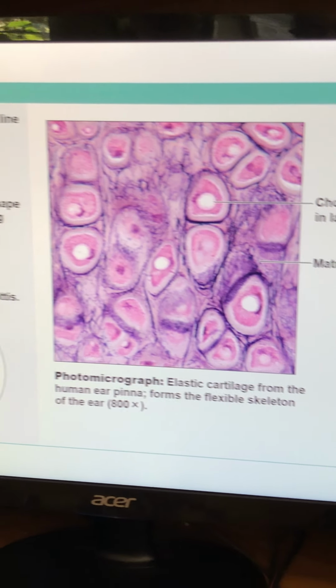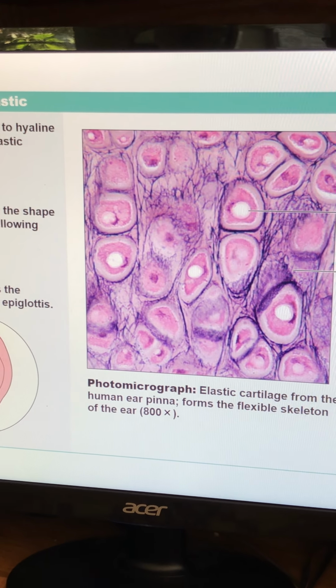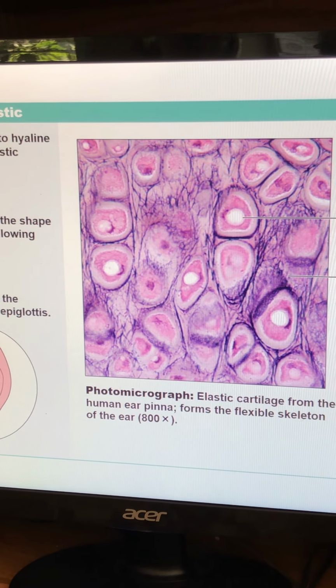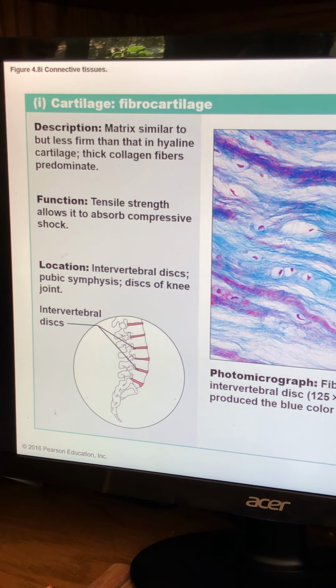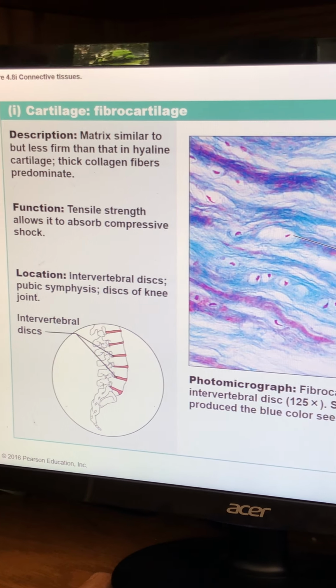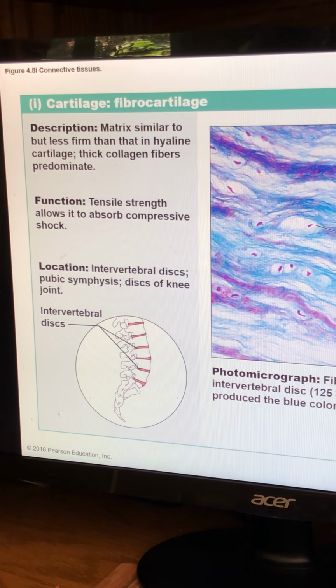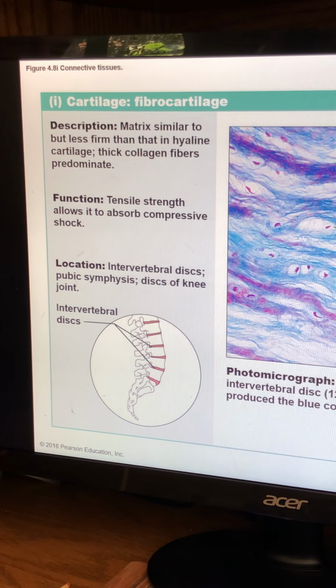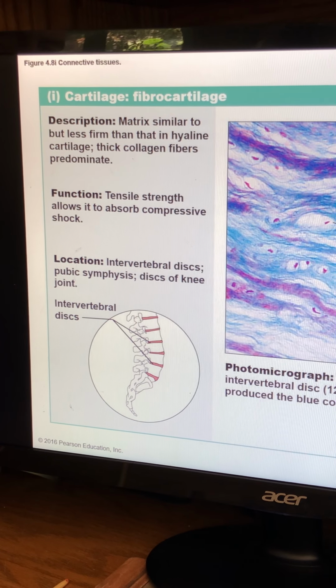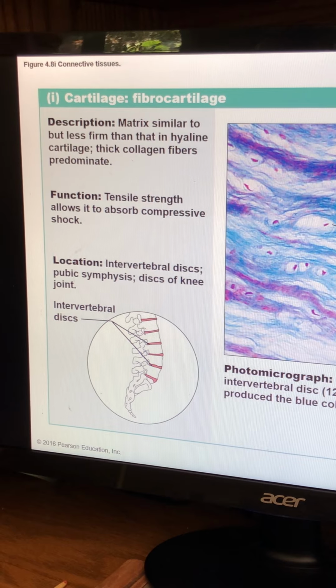So the easiest way to remember it is the elastic cartilage. The really two places are the external ear and the epiglottis. Fibrocartilage is going to be the discs of your knee, or if you want to say the intervertebral discs. And it's also going to line your pubic symphysis, which is going to be the connection of one half of your pelvis to the other half of your pelvis.